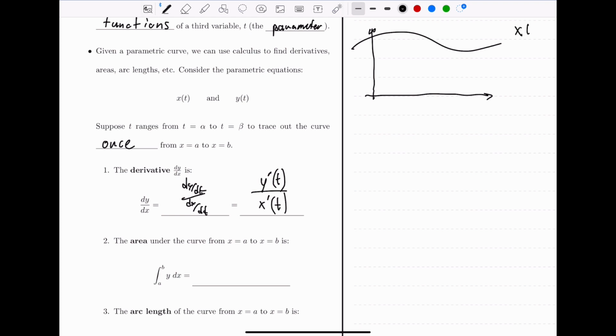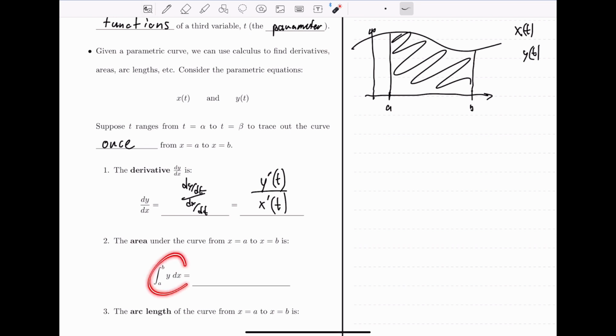we have some curve that's defined parametrically where we have an x function x of t and a y function y of t. We want to find the area under this curve from some value x equals a to x equals b. So we're trying to find what is the area under this curve. We could write this as the integral of y from x equals a to x equals b. So this definite integral is the area under the curve.